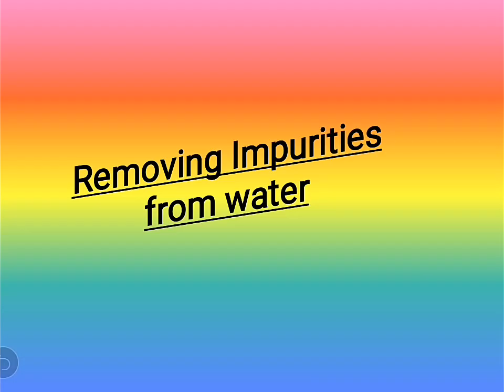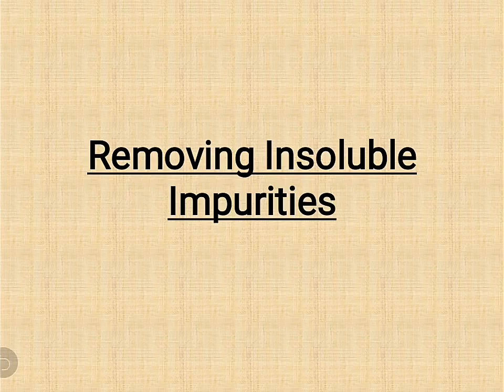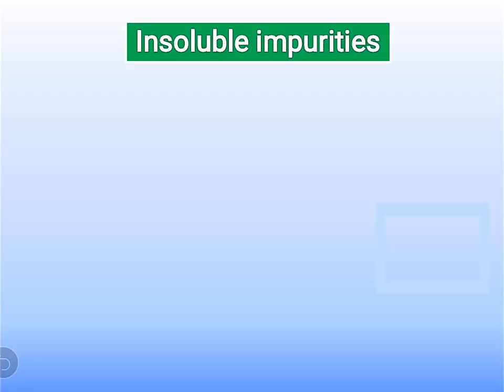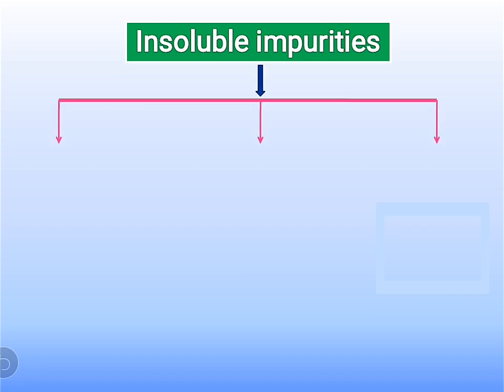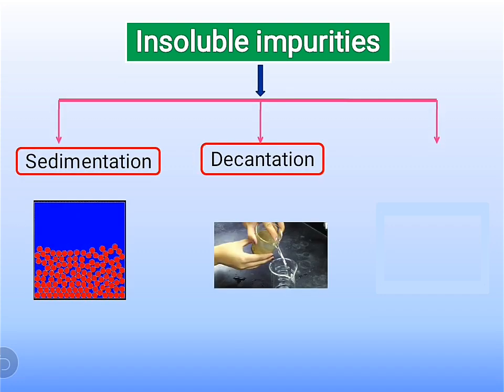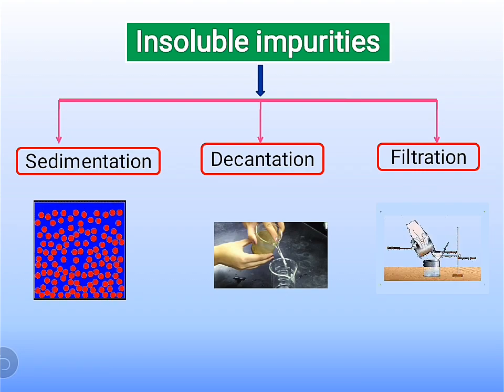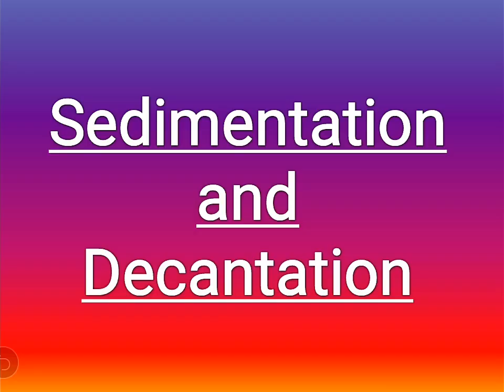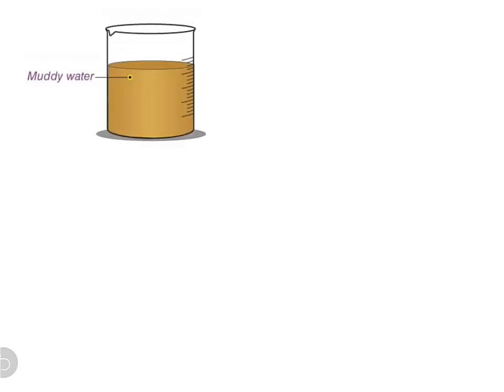Now, let's discuss various methods to remove impurities from water. How can we remove insoluble impurities? Children, insoluble impurities can be removed by sedimentation, decantation or filtration. Sedimentation and decantation. In this method, a mixture of water and insoluble impurities is allowed to settle down undisturbed in a container for some time.